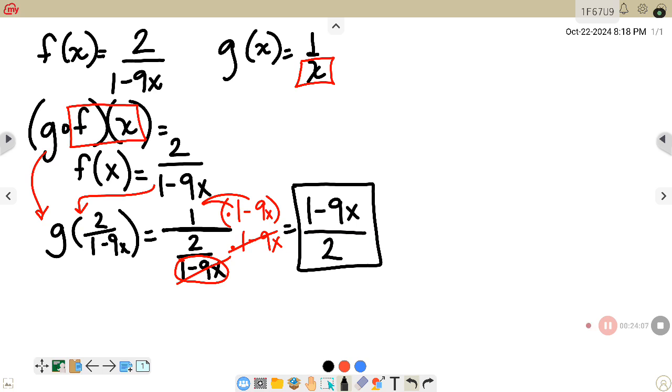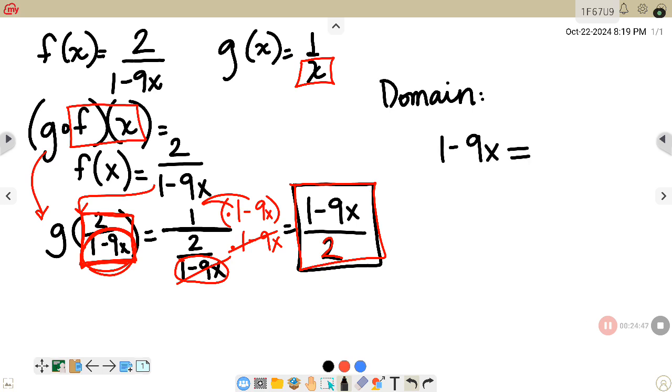And now we will find its domain. Looking in two areas, your final answer does have a denominator, but you'll notice the denominator is just 2. That means there's no x in the denominator, so there's not any restrictions. But the restriction comes where you plugged in, which is 2 over 1 minus 9x. It does have a denominator with an x in it. So that denominator, which is 1 minus 9x, cannot equal 0.